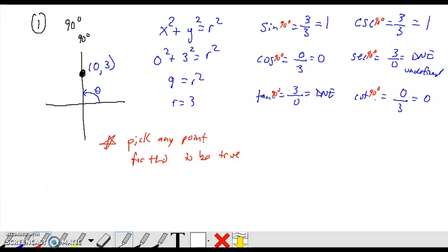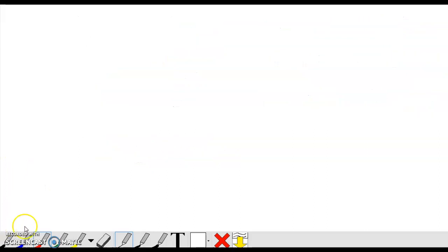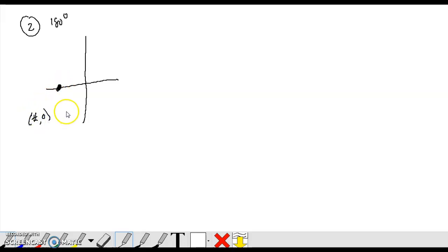All right, so let's pick another one. Let's create another axis. Let's go with 180 degrees. So 180 degrees would be on this coordinate. What I want you to do is pause the video. Pick any point that is basically a number, comma, 0, and see what you get, and see if you get something that's similar to mine.